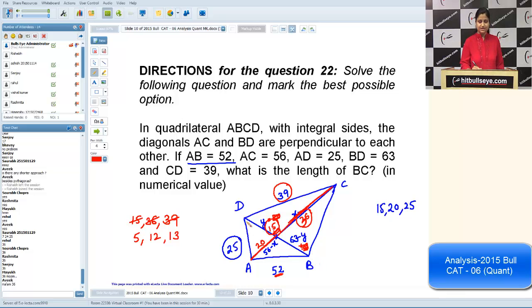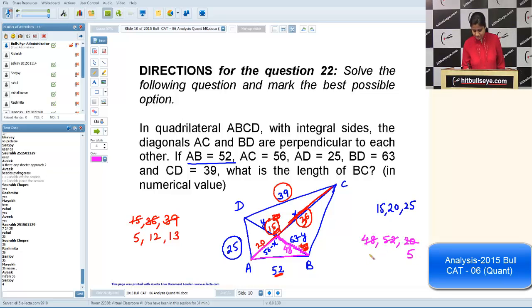BD was 63 in total, and 15 is consumed. So what will be this length? It will be 48. Now let us check whether this is a Pythagorean triplet or not. I'm taking this triangle 20, 48 and 52. What is the common factor here? Again 4. So it will be 5, 12 and 13. Again this is a Pythagorean triplet.